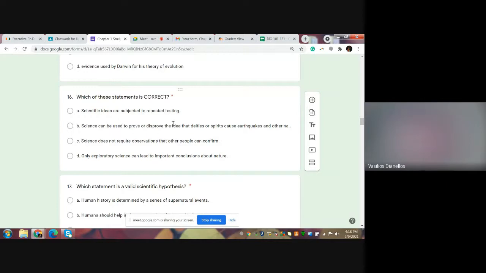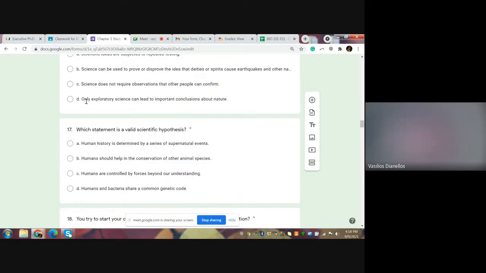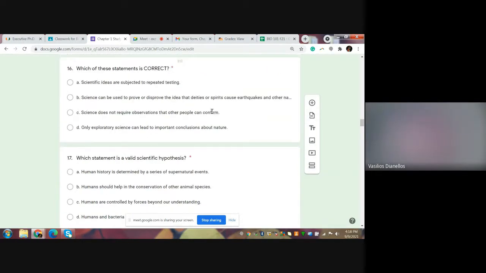Science can be used to prove or disprove the idea that deities exist, blah, blah, blah. No, we can't. We said that at the beginning of the semester, right? Maybe deities or spirits did cause earthquakes, but science can't confirm that because there's no way to prove it or disprove it. Science does not require observations that other people can confirm. Incorrect, right? I could change this into the correct answer by putting science does require observations that other people can confirm. And D, this is crazy. Only exploratory science can lead to important conclusions about nature. That is not true. So any questions about number 16?